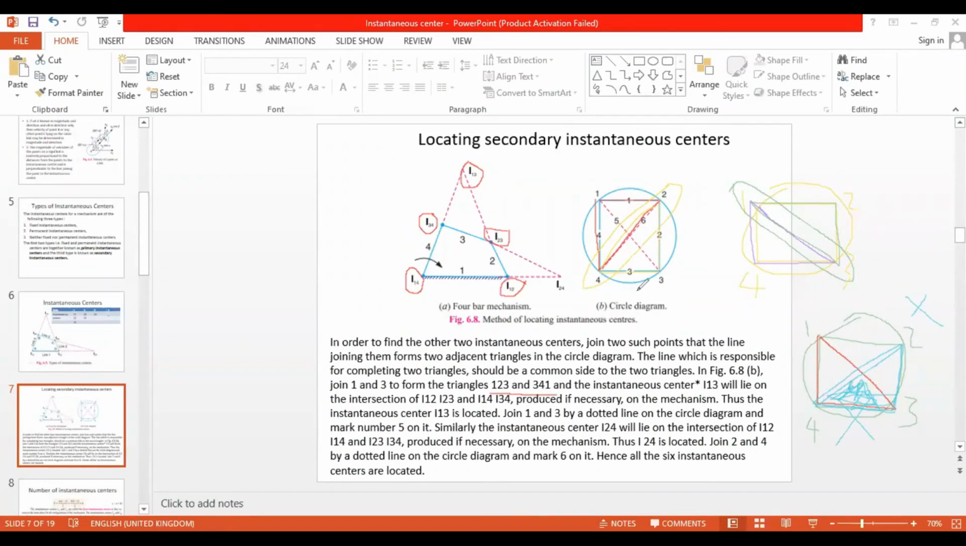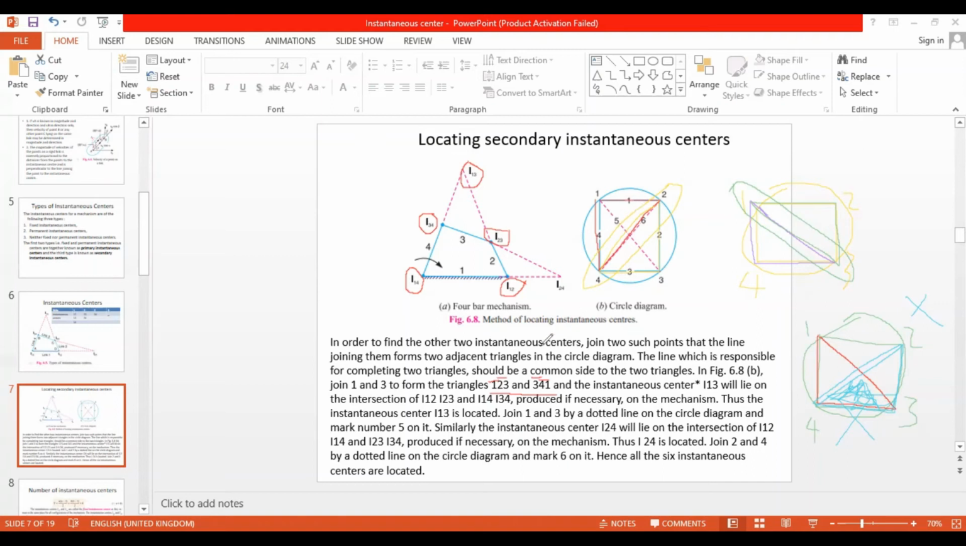These are the two triangles, right? 1, 2, 3 and 3, 4, 1. So that's why we are considering I12, I23 and I14, I34, right? I14, that's here, I34, here I12 and I23. Okay. Now we have found the fifth instantaneous center. Similar thing we are going to do for the next instantaneous center also.